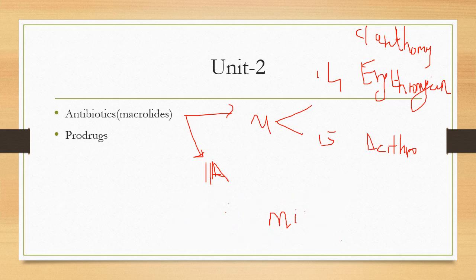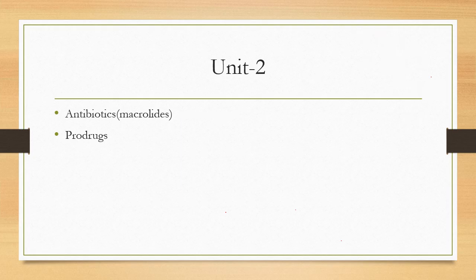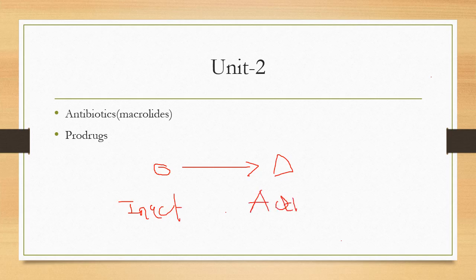Like chloramphenicol is obtained from Streptomyces venezuelae. Erythromycin is obtained from Streptomyces erythraeus. So just remember the names of the drugs and also the sources of these drugs. That is also very vital. Prodrugs are basically something that is inactive and then becomes active on biotransformation, that is, active metabolism.